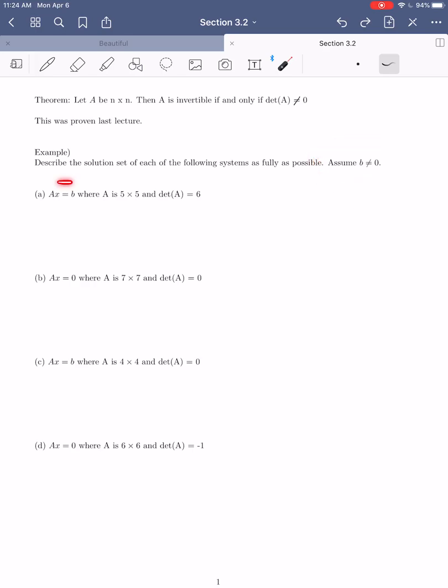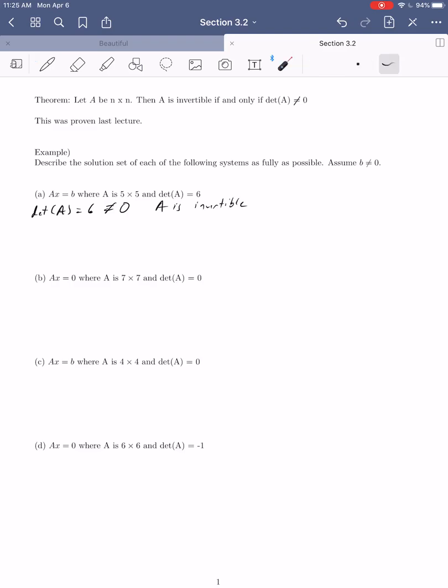So in this first one, we have AX equals B, where A is a 5 by 5 matrix. So this means that this system has 5 equations and 5 unknowns. And we know that the determinant of A is equal to 6. So let's think about what we can say about this. Since the determinant of A is equal to 6, which is not 0, that means A is invertible.